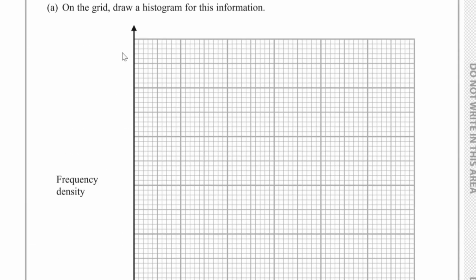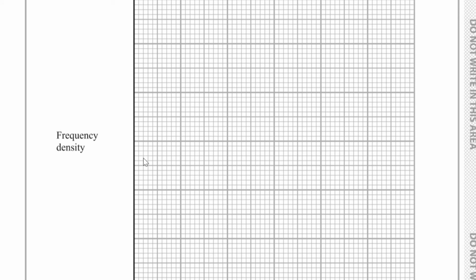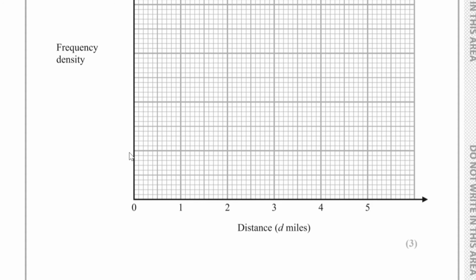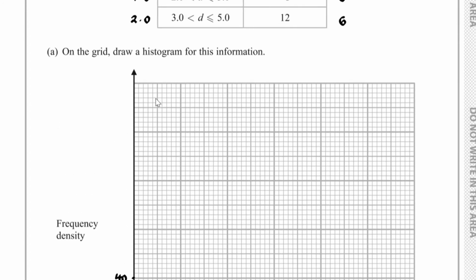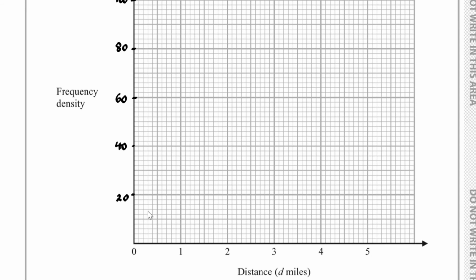So let's do that. Now, what we need to do first of all is come up with a scale. We've got 1, 2, 3, 4, 5, 6 blocks, and each block can be worth 20. So here I've got 20, here I've got 40, here I've got 60, here I've got 80, here I've got 100, here I've got 120. So now let's plot those.